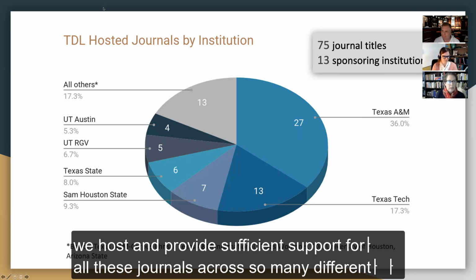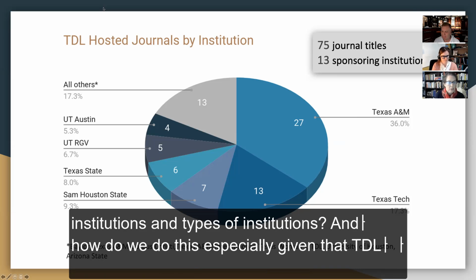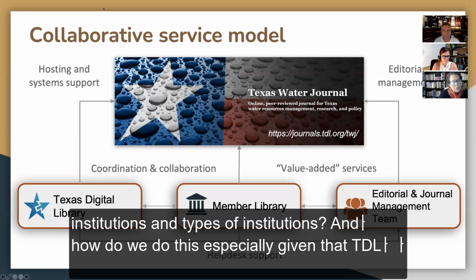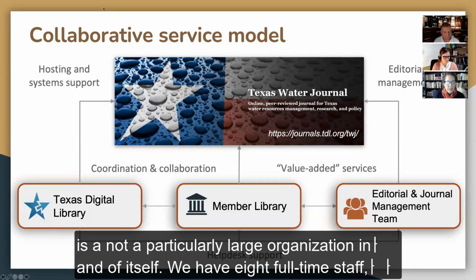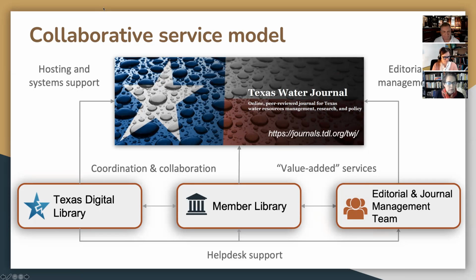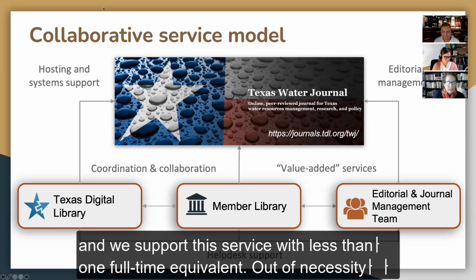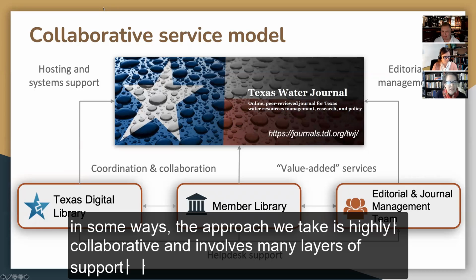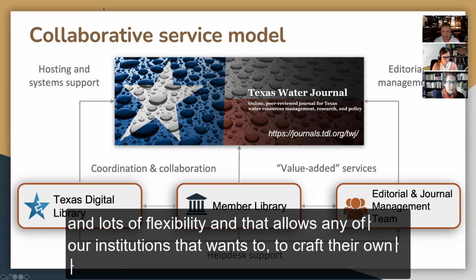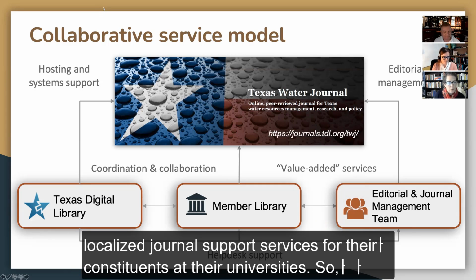How do we host and provide sufficient support for all these journals across so many different institutions and types of institutions? And how do we do this, especially given that TDL is not a particularly large organization in and of itself? We have 8 full-time staff, and we support this service with less than 1 full-time equivalent. Out of necessity in some ways, the approach we take is highly collaborative and involves many layers of support and lots of flexibility. And that allows any of our institutions that wants to craft their own localized journal support services for their constituents at their universities.